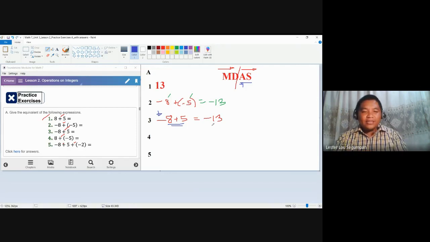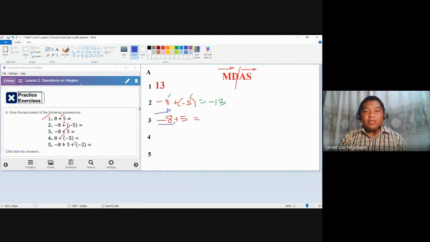So to make this clear, the answer here is not negative 13. The answer here is to treat the negative sign, from left to right tayo, to treat the subtraction symbol or the minus sign as the negative sign of 8 plus 5. Okay, so the answer here will follow the rule of signs.